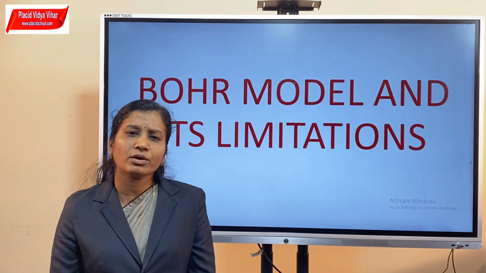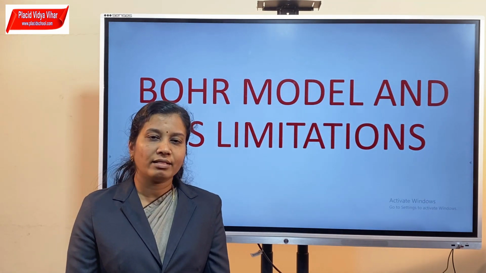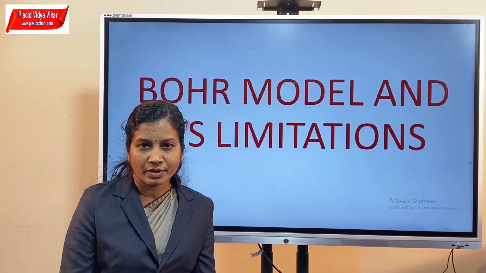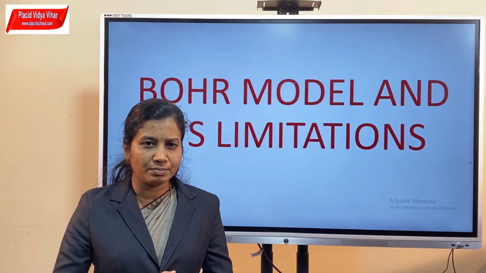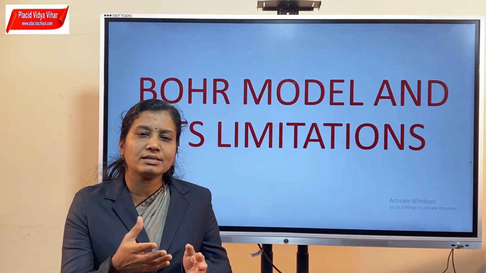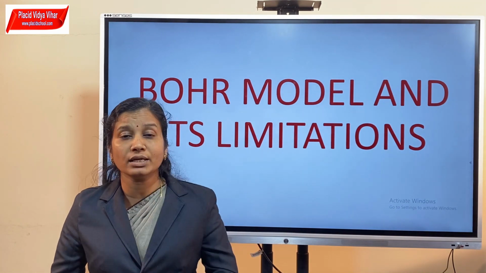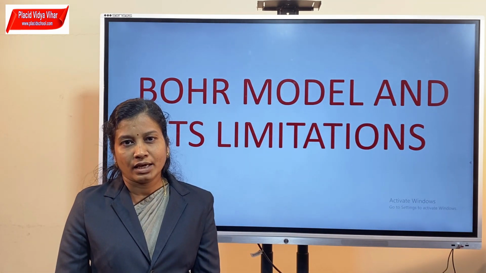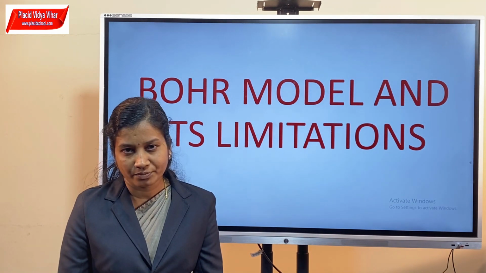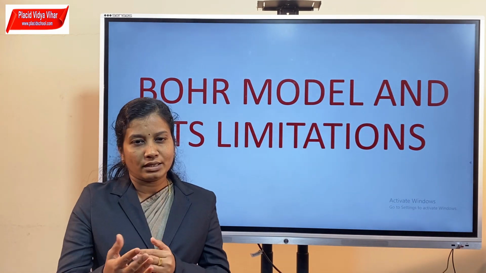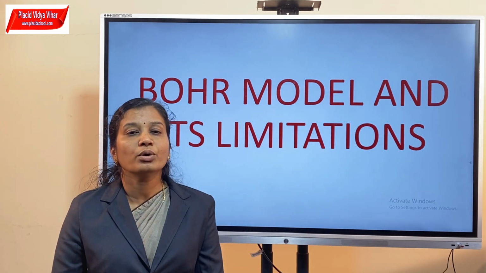And what is the drawback of Rutherford's atomic model? You know that it could not explain the stability of the atom. That means a charged particle moving in a circular orbit has a tendency to emit radiation, and there is a chance of the electron falling into the nucleus. So he could not explain the stability of the atom. In order to rectify that, came the next model, the Bohr model.